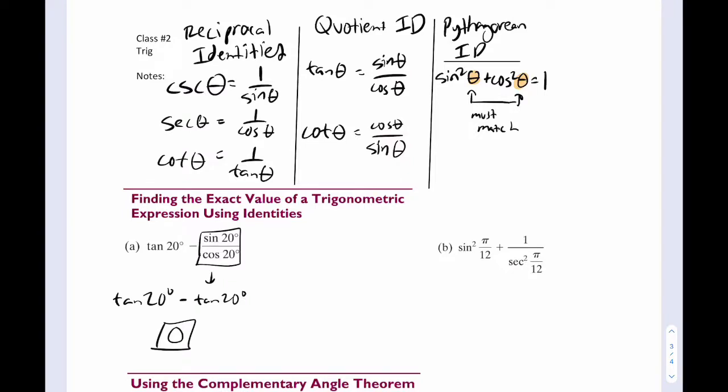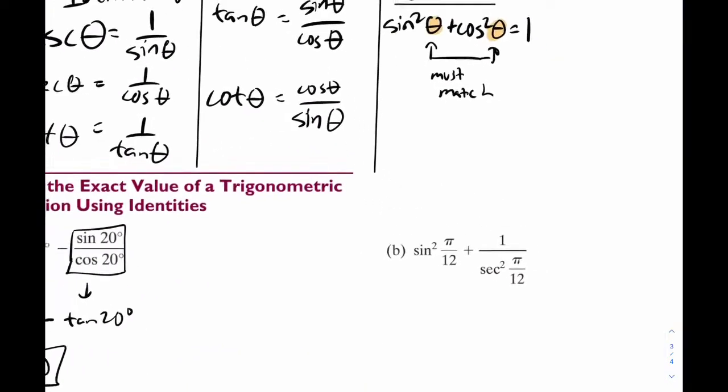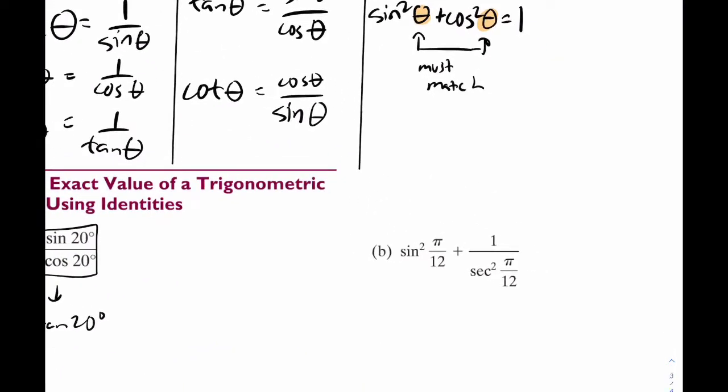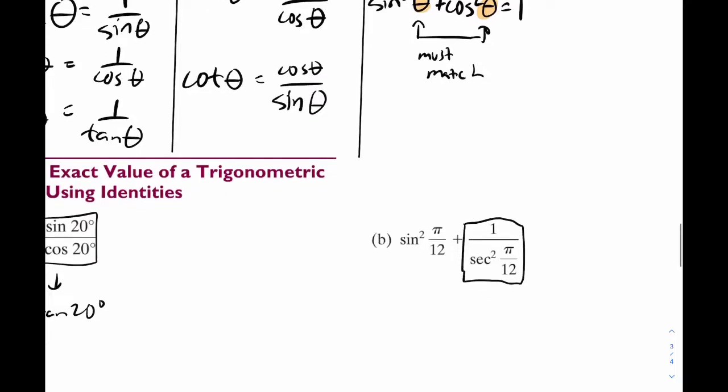So for B, notice how it's not exactly like the identity. We have this piece right here we got to fix. But luckily, we know what the relationship is between secant and cosine. They're reciprocals, so that is just cosine squared, pi over 12. And now, look at that. These things match. They're both squared. It must be 1. Done.